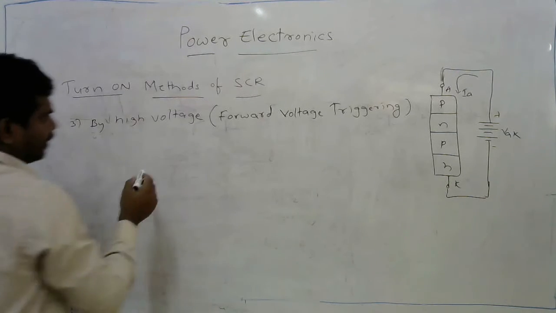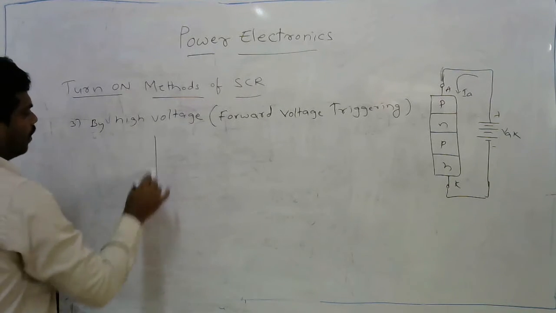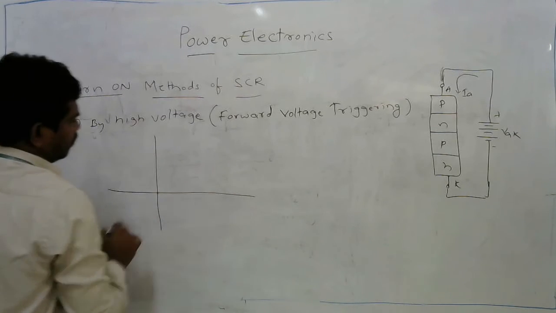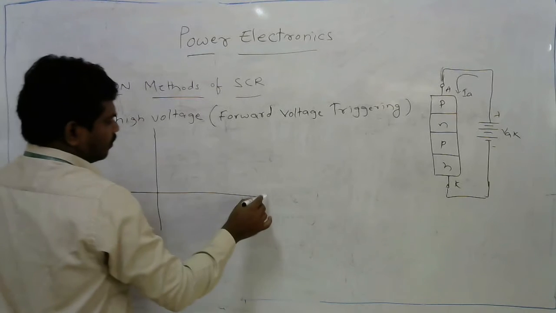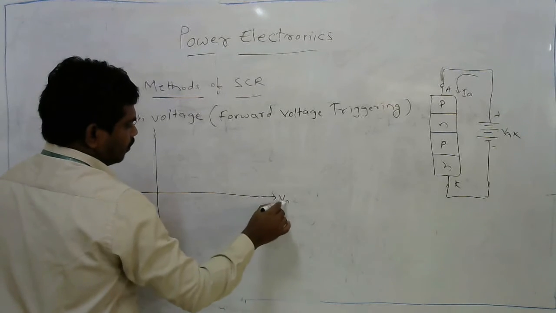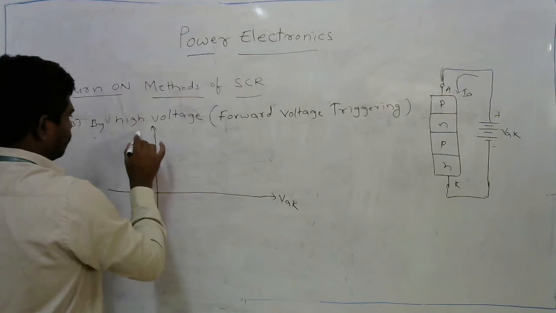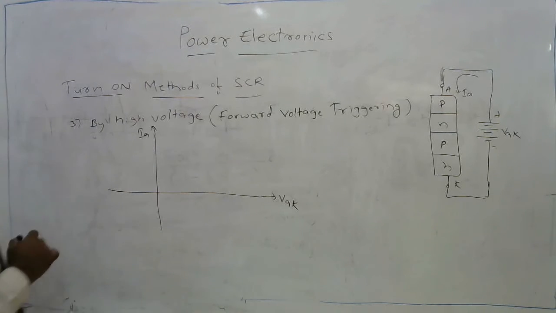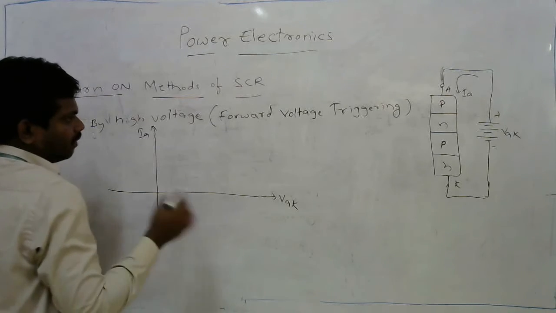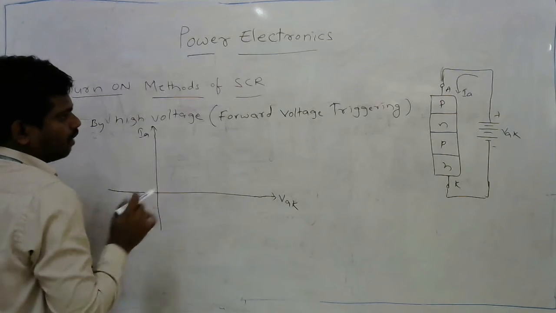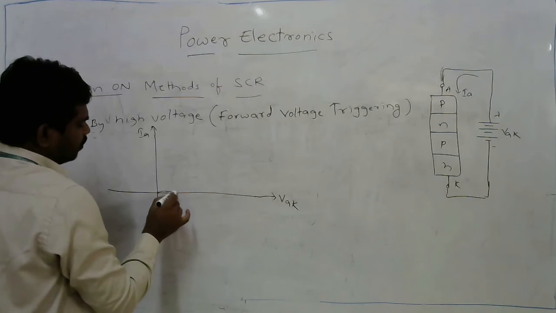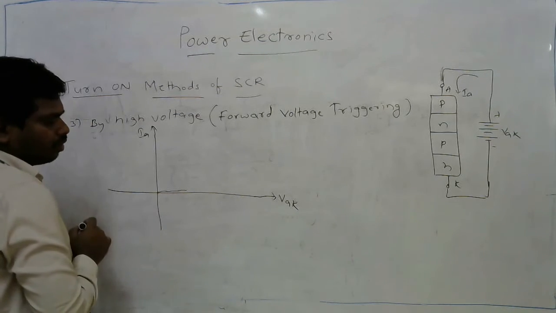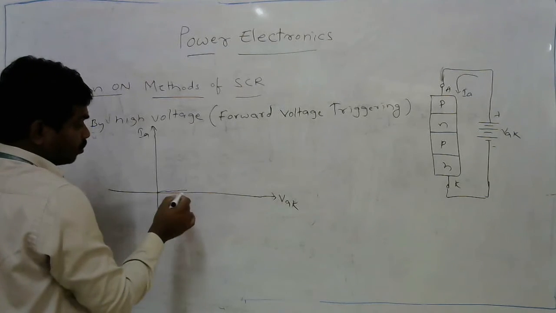So this can be explained with the help of characteristics. So these are my characteristics. I am taking only forward characteristics, means first quadrant characteristics. We already saw these characteristics in the static characteristics of SCR topic. Initially I am applying low values across anode and cathode, and it doesn't come to on state. It still needs more voltage to turn on.